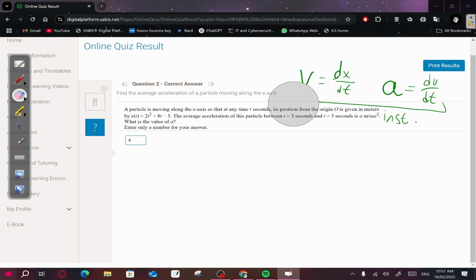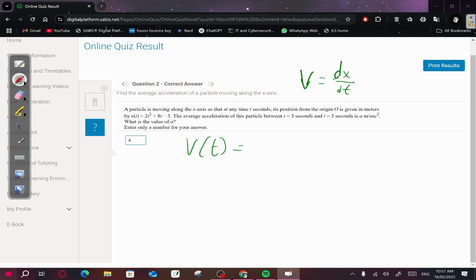So what we're gonna do here, we're gonna ignore this part. We're gonna find the function of the velocity. So, v(t) equals x prime of t. This is used to denote a derivative of a function. There's no fraction. 4t, we're just deriving the displacement. 4t plus 8. Okay? Now, this is the function of the velocity.